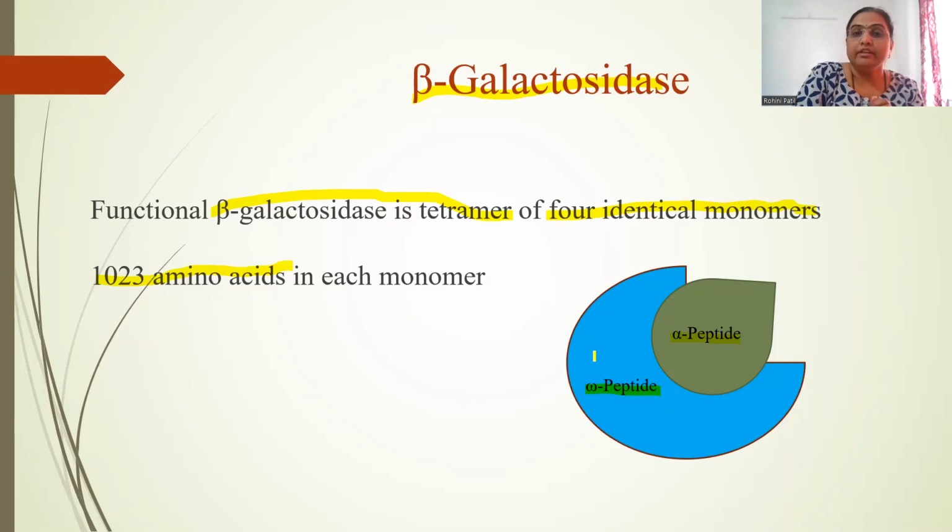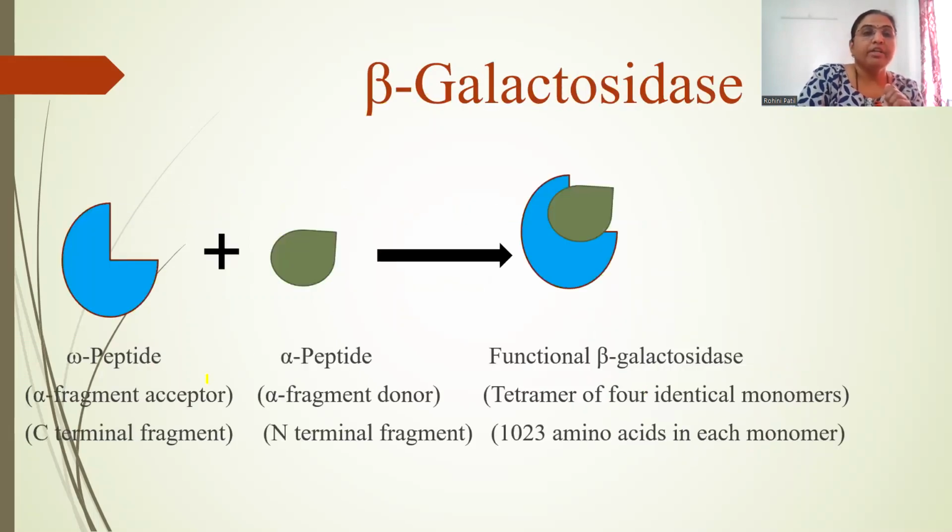So the smaller part at the N terminal is the alpha peptide, and the larger part at the C terminal is the omega peptide. Now the omega peptide plus the alpha peptide give you the functional beta galactosidase. Omega peptide is also called the alpha fragment acceptor, and alpha peptide is called the alpha fragment donor. Alpha is also called the N terminal fragment. Omega is also called the C terminal fragment.